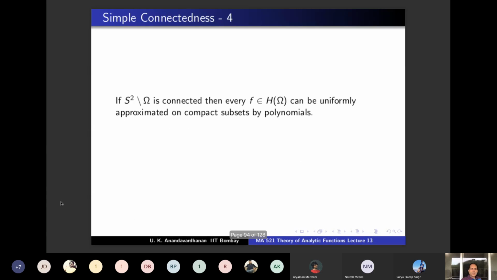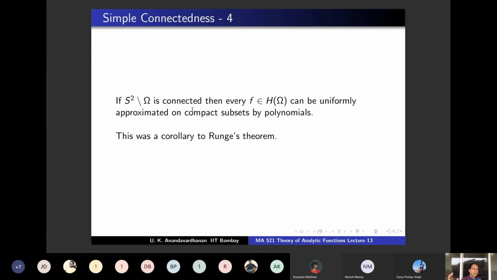Now assume S2 minus omega is connected, and then we are going to claim that every holomorphic function in omega can be uniformly approximated on compact subsets by polynomials. But this is something that we have already done, right? How did we do this? This was a corollary to Runge's theorem. If S2 minus omega is connected, that prescribed set of poles A you take as the singleton infinity, and then every holomorphic function in omega can be uniformly approximated by rational functions whose poles are only in A.